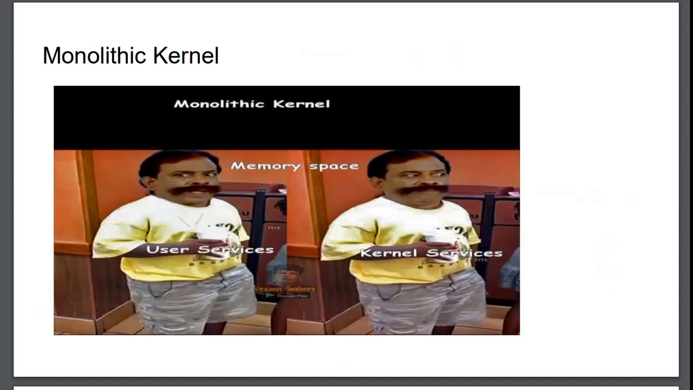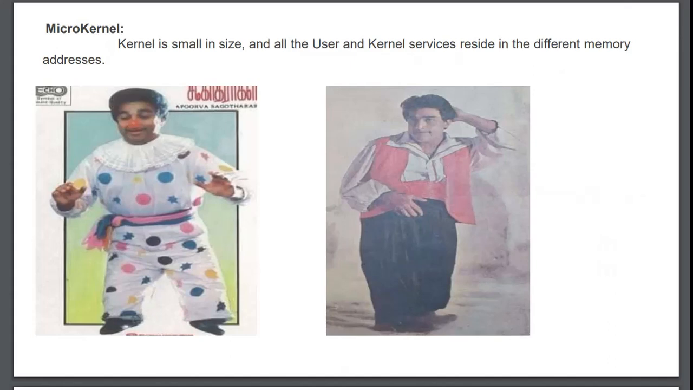Next, the monolithic kernel. This monolithic kernel looks similar. The memory space used by the user services and kernel services is the same. Whereas the microkernel's size is actually small. We can load only a small amount of program in any microkernel, right? User and kernel services reside in different parts of the memory.